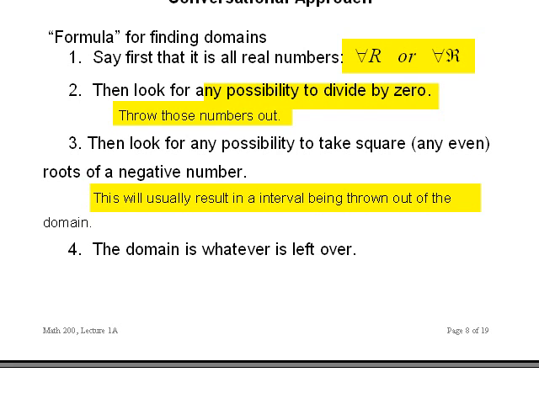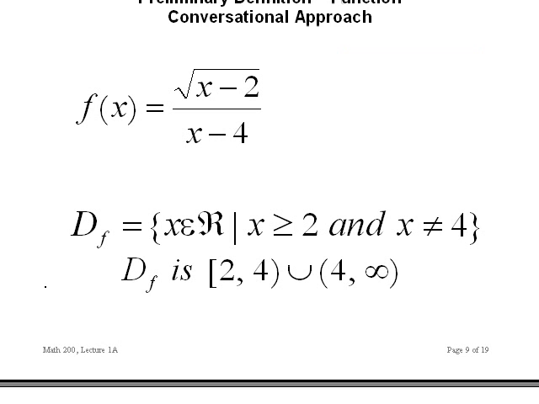So here's an example. Let's consider the function f of x, which is equal to the square root of x minus 2, over x minus 4. So in our minds, we say the domain is all real numbers. Then we say, is there any possibility to divide by 0? Yes, there is. If x is 4, we will be dividing by 0, so you throw 4 out of the domain. You can see that happened right here. Find the highlighter. And so 4 just got thrown out of the domain.